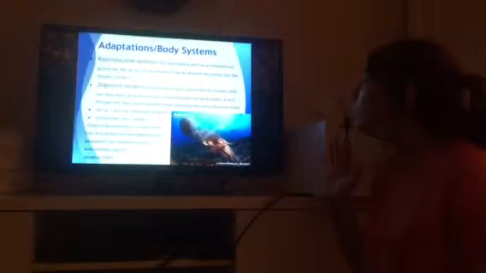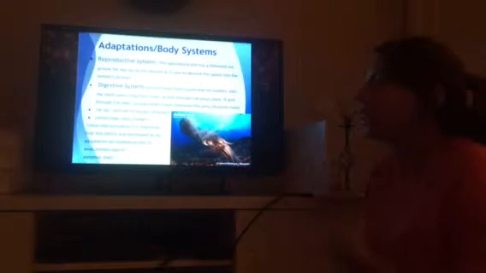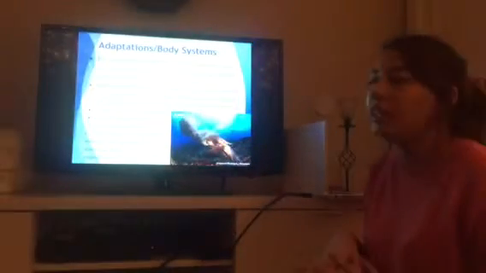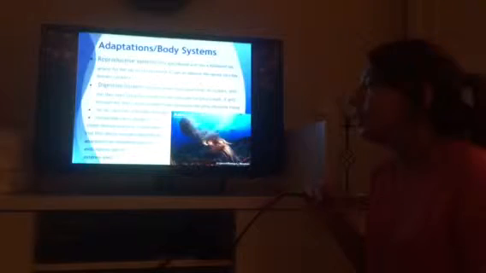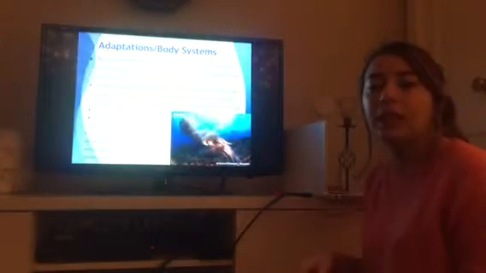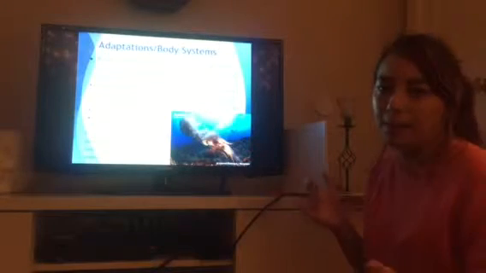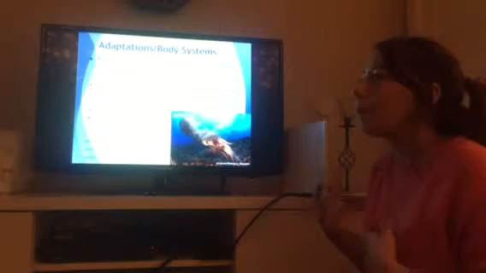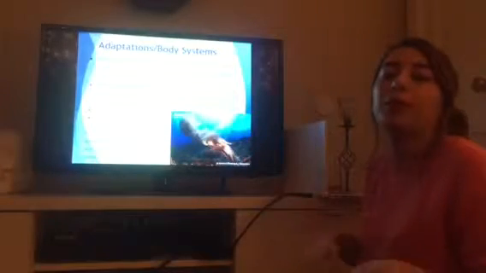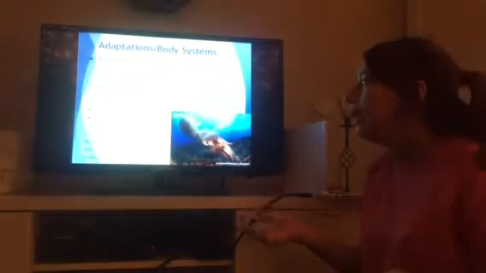Another cool adaptation that it has is its ink sac, which is used as an escape mechanism or defense mechanism to distract predators. When it comes to thermal regulation, there isn't a lot of it because it's ectothermic, which means it depends on its habitat for its temperature. So if it needs to get warmer, it'll have to go to a warmer temperature area.